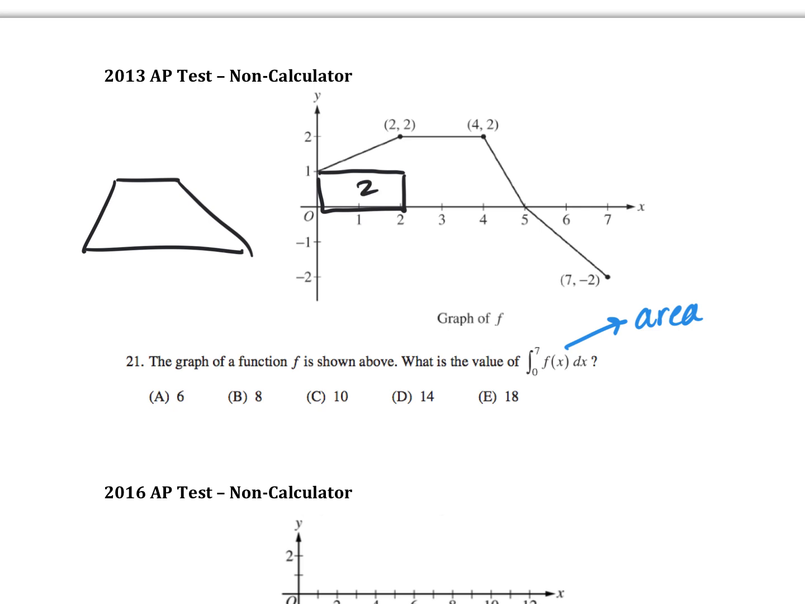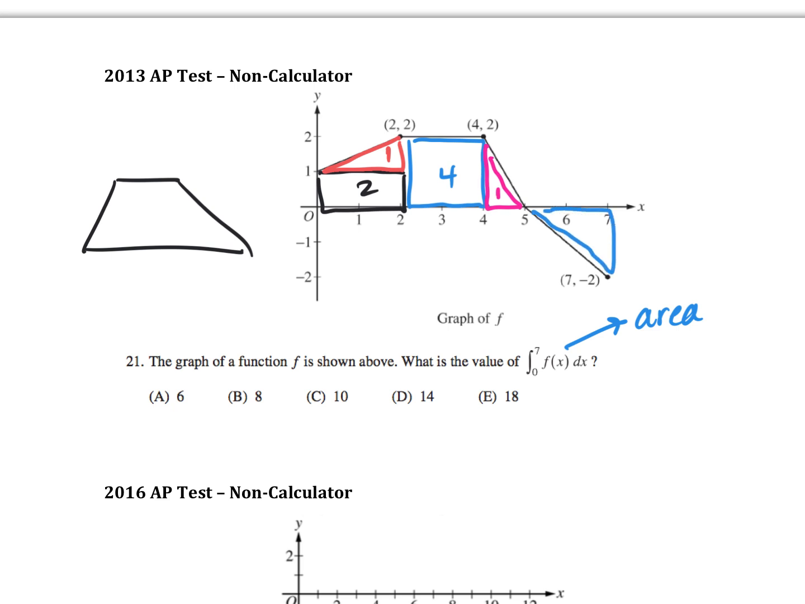What's the area of this red triangle? 1/2 base times height. It's 1. 1, agreed. What's the area of this blue square? 4. 2 times 2 is 4. What about the area of this pink triangle? 1/2 base times height. 1. And then what about the area of this triangle down here?